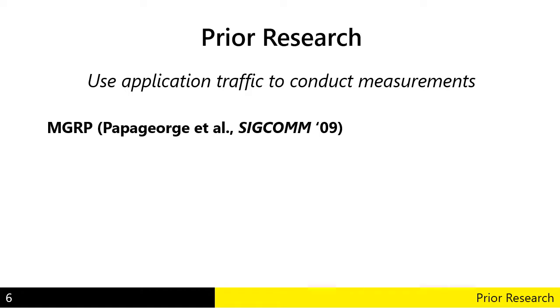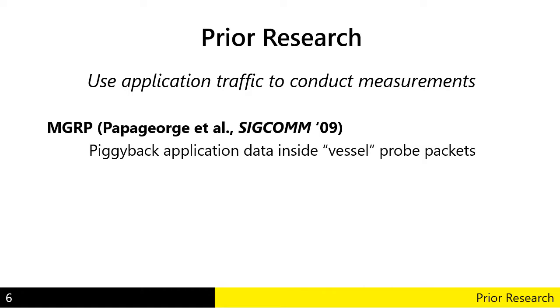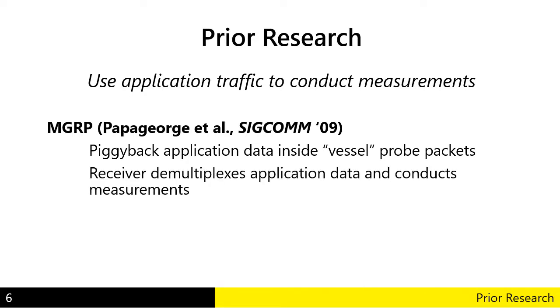To go into a bit more detail on MGRP, the idea proposed by the authors was that we treat the probe packets as vessels, and we fill those vessels with the application data, thereby creating the measurement traffic, which is actually carrying useful data from one end to the other. And the receiver, whenever it receives these MGRP packets, can demultiplex or extract the application data out of the vessel probe packets. It can send the application data to the corresponding application and then conduct the appropriate measurements.